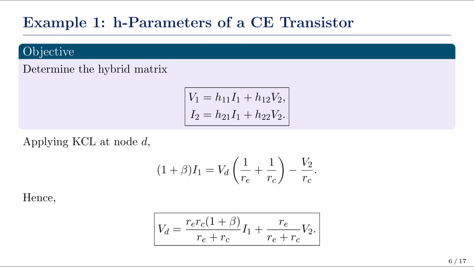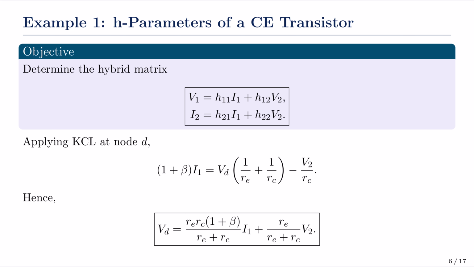We start by applying Kirchhoff's current law at node D. The resulting equation relates the node voltage Vd to the input current I1 and the output voltage V2. Solving this equation for Vd gives a linear combination of I1 and V2. This intermediate result is the key step in the derivation because Vd can now be substituted into the equations for both the input voltage and the output current.